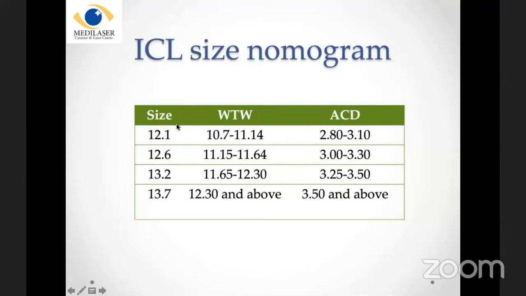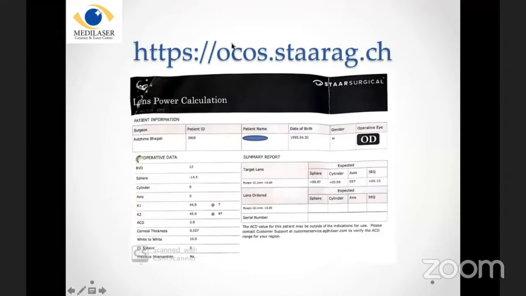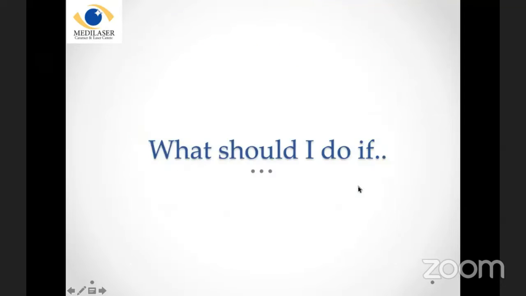So currently the ICL is available in 4 sizes from 12.1 to 13.7, and depending on our white to white measurement and our ACD measurement, it would recommend a particular size. And this is how our printout would look like. We enter in the refraction, keratometry, and depending on the white to white, we can choose whether we want a spherical or toric version of the lens, and we would get a printout for the size and power recommended.